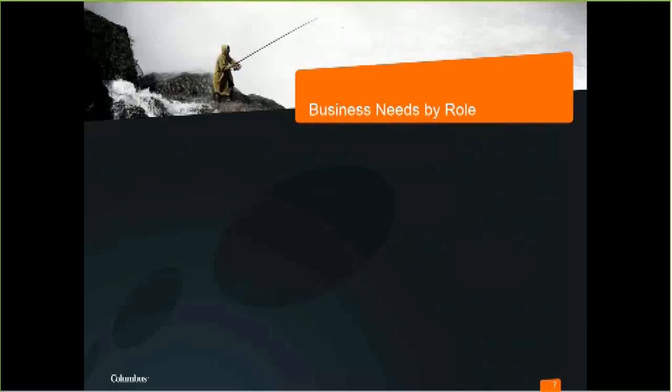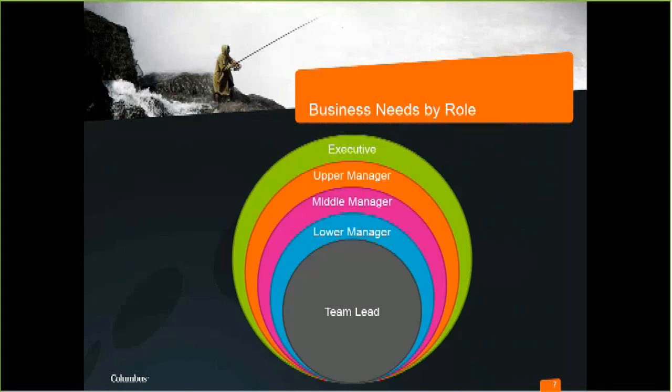One way to visualize the needs of a business intelligence solution is kind of by this chart here. What I'm trying to reveal with this is that a team leader would have fewer BI needs than the person managing several team leads. The person managing several team leads has fewer requirements than the person managing several people who manage team leads. And the executives would have the most business intelligence needs.